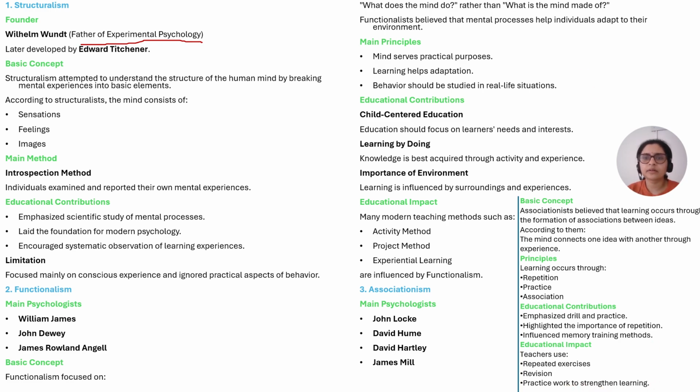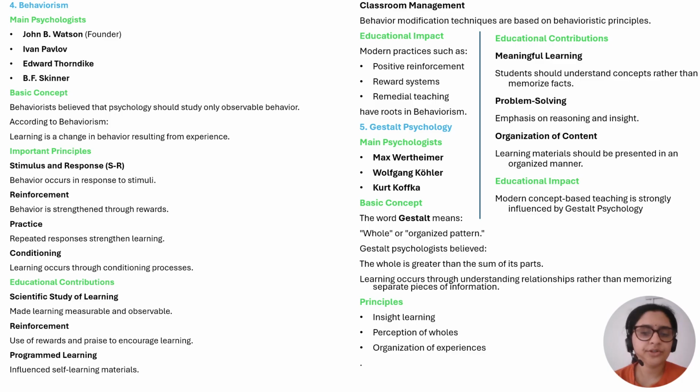So, repeated learning. The next important school is behaviorism. These four are the psychologists who are the pioneers of the behaviorism school of psychology. Behaviorism mainly believed that psychology should only study observable behavior. That is, whatever behavior we can see with our eyes, that only should be believed. They believe that learning is a change in behavior that occurs due to the experiences of that particular person.